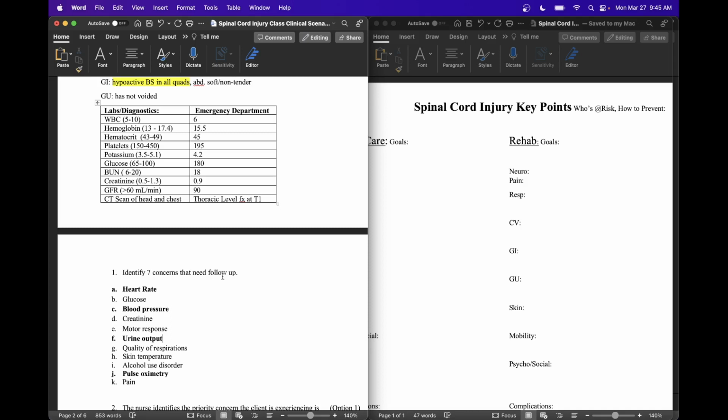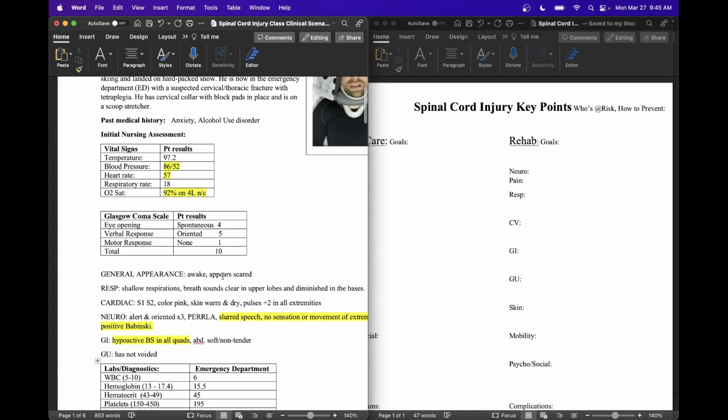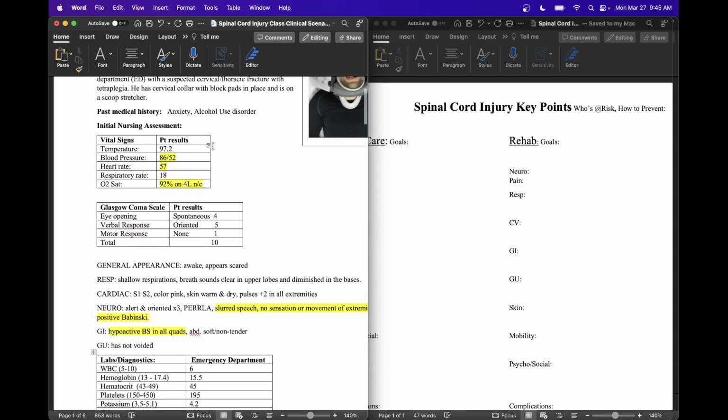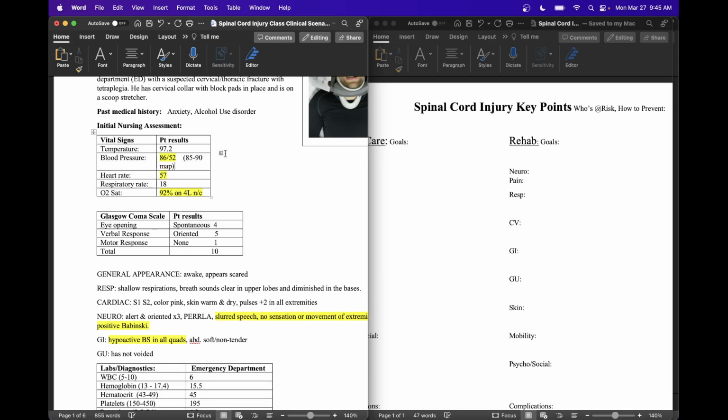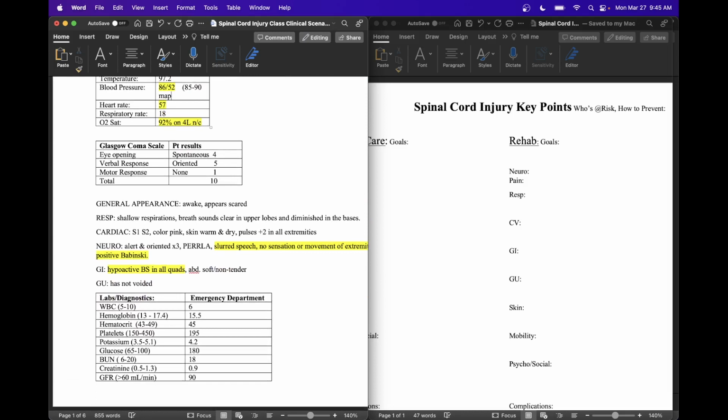So you want your MAP, your mean arterial pressure, between 85 and 90, which is much higher than what we're used to, right? Because we want to provide oxygen-rich blood and nutrients to that spinal cord, promote the healing. Okay? If needed, then we're going to give some vasopressors. Part of neurogenic shock, we expect it to be low upon injury. Creatinine, it's all right, it's 0.9, it's within normal limits.